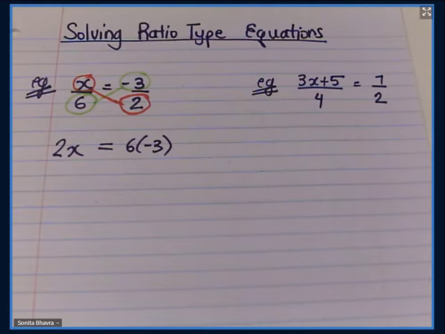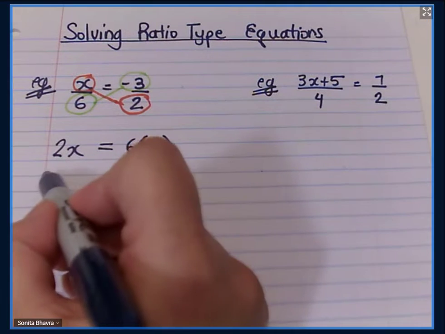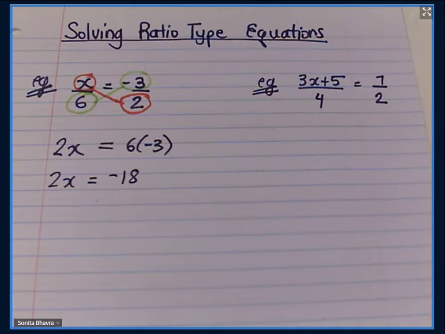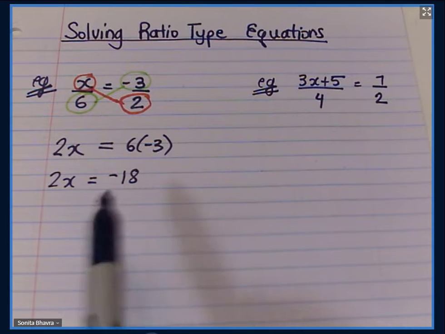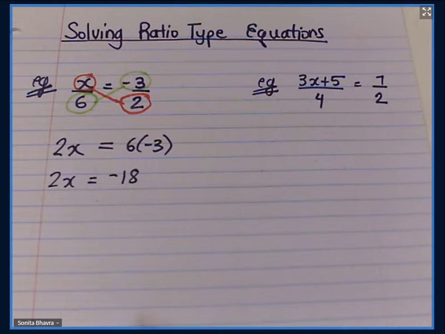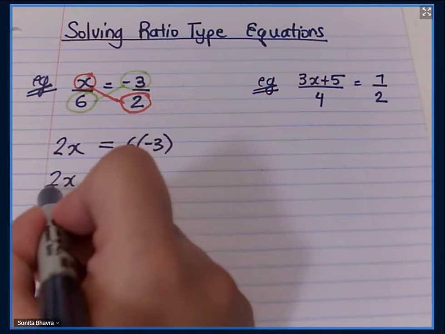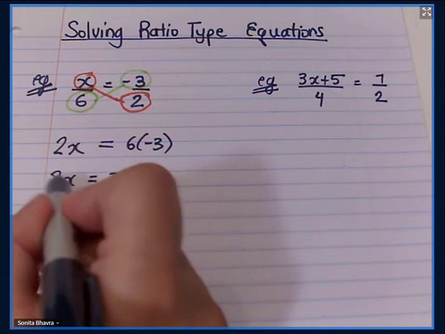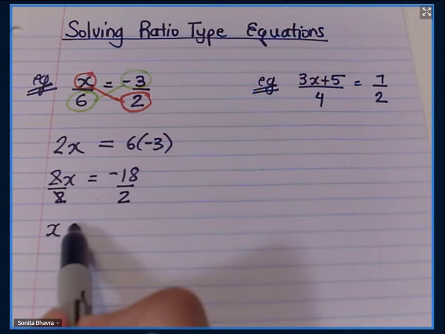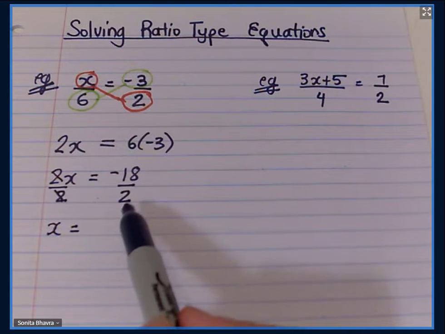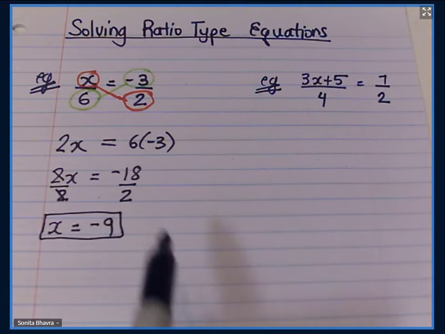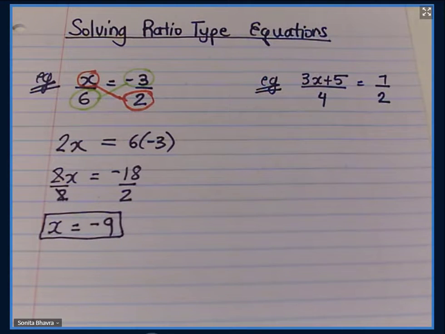Now I can continue and solve for x. 2x is equal to 6 times -3, which is -18. After this, it's just a type 1 equation. I'm going to divide by 2 on both sides to solve for x. 2x divided by 2 leaves me with just x, and -18 divided by 2 gives me -9. So there is my answer: x is equal to -9.